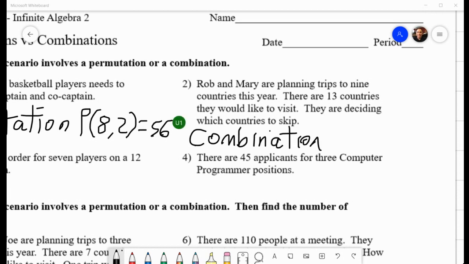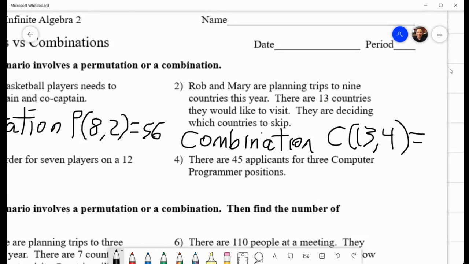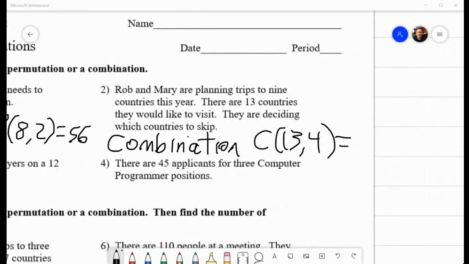Combination. And so here you have 13 countries, right? They're skipping 4 of them. And I don't remember what that number is, but let me take a look. I think that number turns out to be pretty big, actually. Oh, it's not terrible. It's 715. Here, let me get to that. So it turns out to be about 715. Okay, that's cool. That was fun.